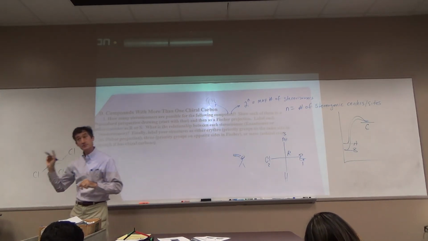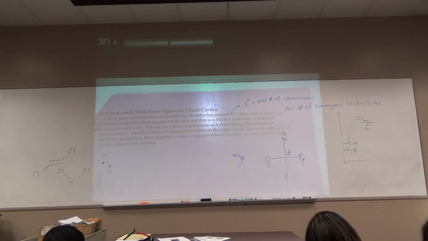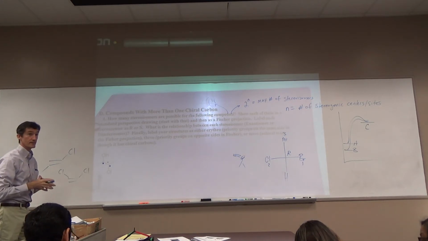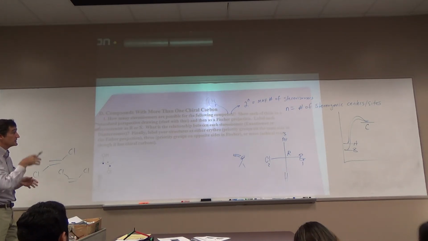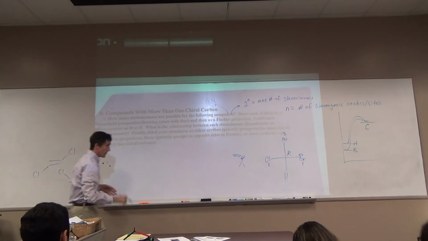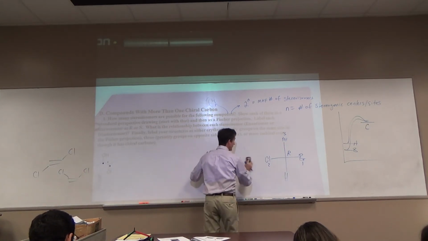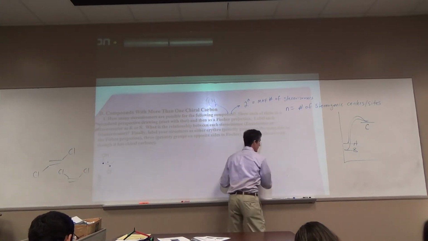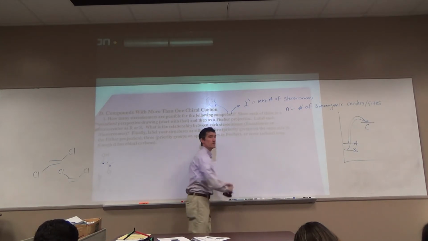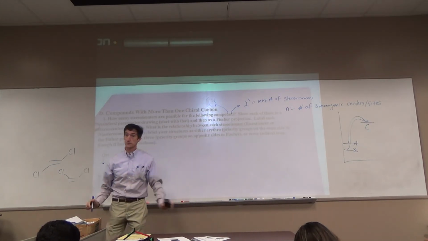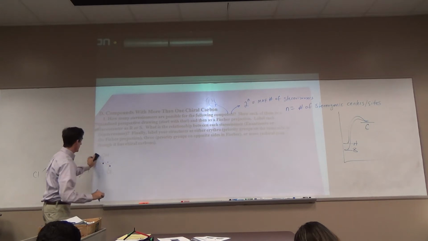But that's the maximum number. In some cases, there may be less, and we'll get to that. But you can't have more than 4. Okay, draw all 4 of them. We're going to draw all 4 as perspective drawings, and then we're going to draw all 4 as Fischer projections. Can you draw all 4?